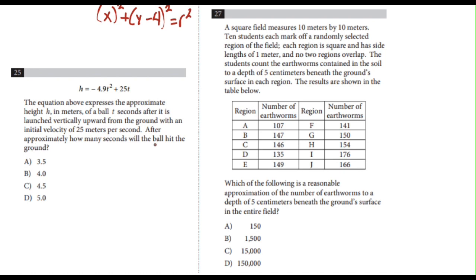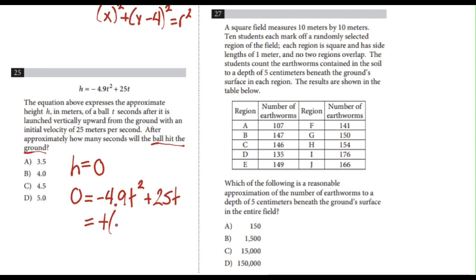So in order for the ball to hit the ground, that means that the h in our equation must equal 0. So if we replace h with 0, we'll get 0 equals negative 4.9 times t squared plus 25 times t. Our objective here is to get t by itself. So we're going to isolate one of the t's on the right side. We'll have t times negative 4.9 times t plus 25 equals 0.